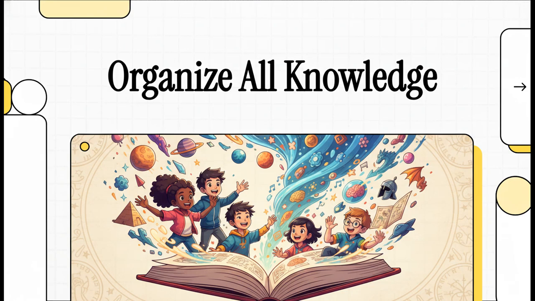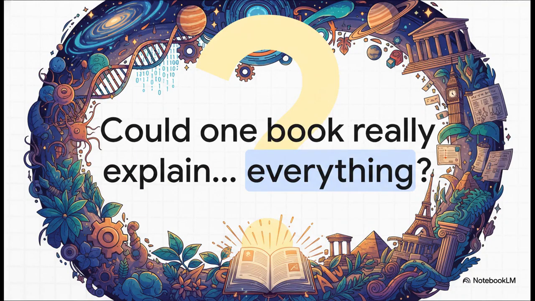So think about this for a second. How would you organize all of human knowledge for a young mind? It's a huge question, right? Well, today we're going to explore a really remarkable attempt to do just that by taking a deep dive into one single incredible book. I mean, really, could one book explain everything? The universe, history, science, art, the whole shebang? It sounds kind of impossible, doesn't it?